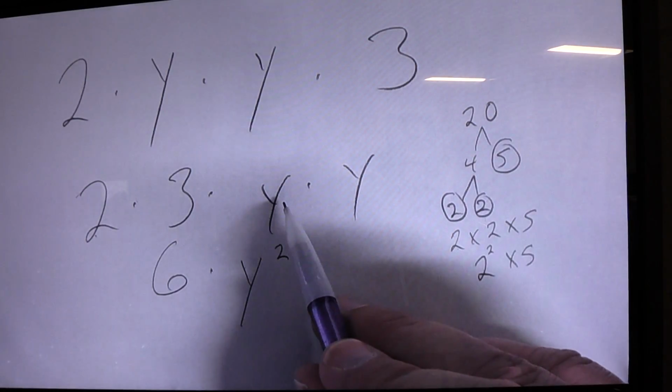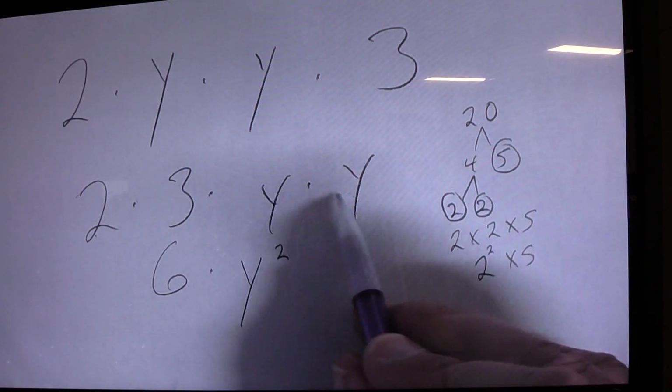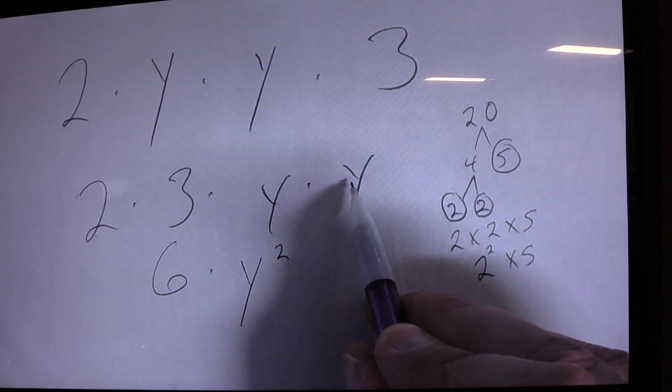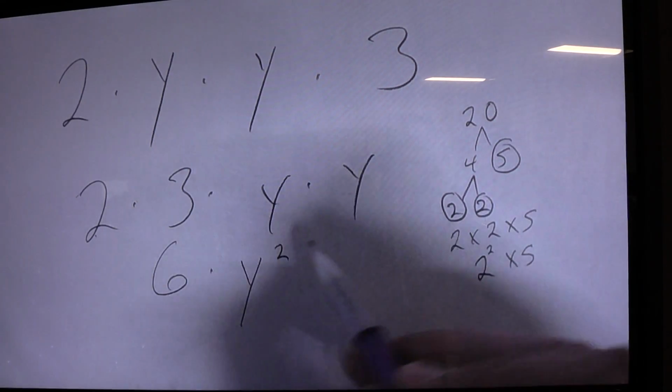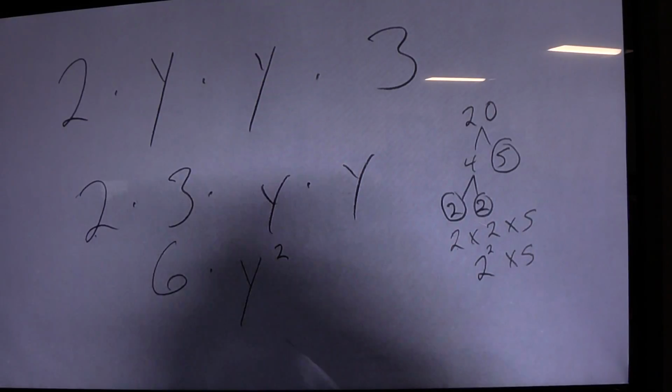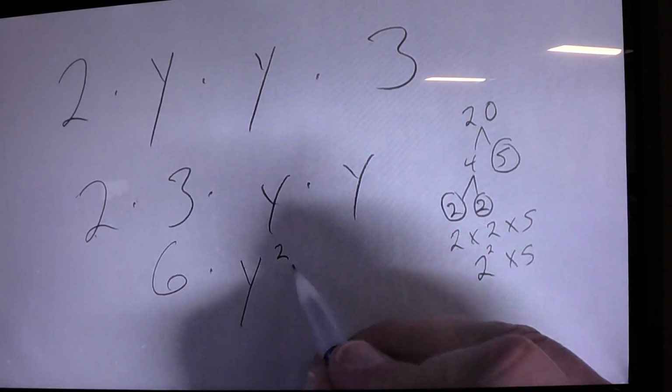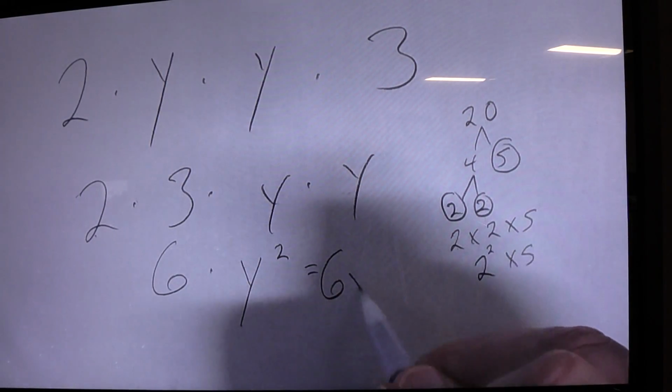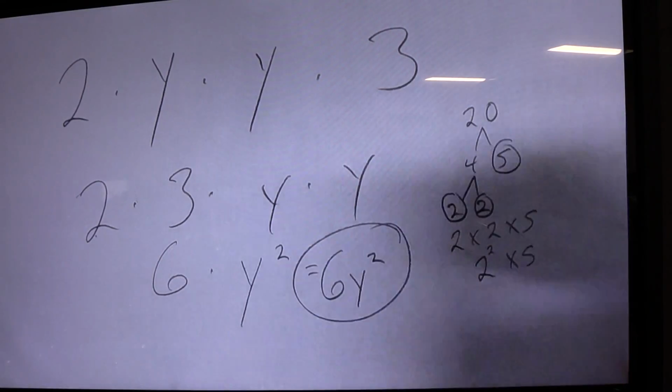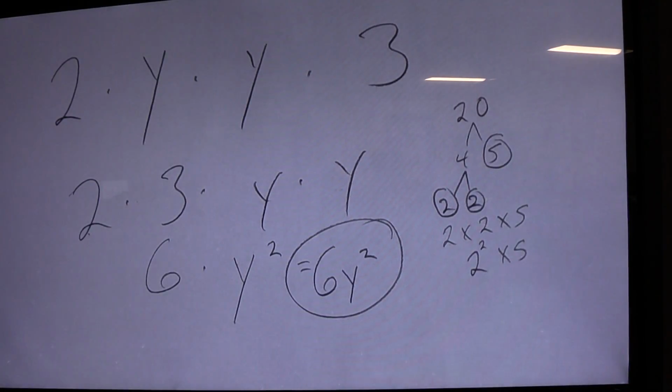So here we have this variable and this variable, and since we're multiplying this variable pretty much by itself, it's going to be to the second power. Now I can go ahead and say 6 times y to the second power is 6y squared, and that's my answer. And I was able to get it very quickly, all because of the commutative property of multiplication.